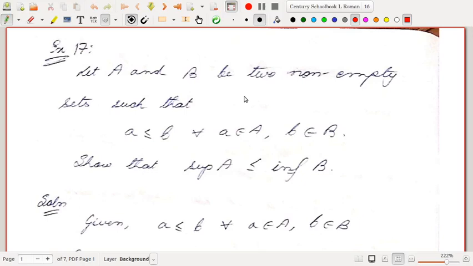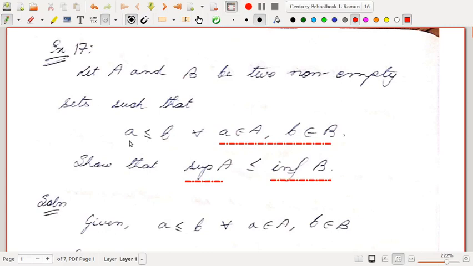Hello students. So let us continue with our discussion on the least upper bound, greatest lower bound and some related problems. So this is exercise number 17. Let A and B be two non-empty sets such that a is less than or equal to b for every a inside A and for every b inside B. Show that supremum of A is less than or equal to the infimum of B.